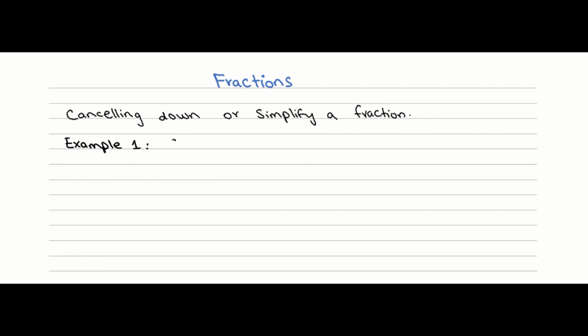So example 1 is simplify 18 over 24. Whenever you have a fraction, the number on the top is known as a numerator and the number on the bottom is known as a denominator. Whenever we are simplifying the fraction, we will divide the top and the bottom by the same number till they won't go further. So we have the numbers 18 over 24.